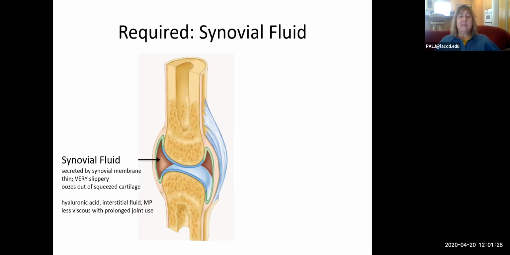And as I said, this is secreted by the synovial membrane. It's very thin, very slippery, kind of think of the slipperiness of an egg white, but it's not as thick as an egg white. It's more watery than an egg white. And so it can be absorbed by the cartilage, and when cartilages are squishing together, it can ooze out of the cartilage. And so it contains stuff like hyaluronic acid, a bunch of interstitial fluid, and macrophages.